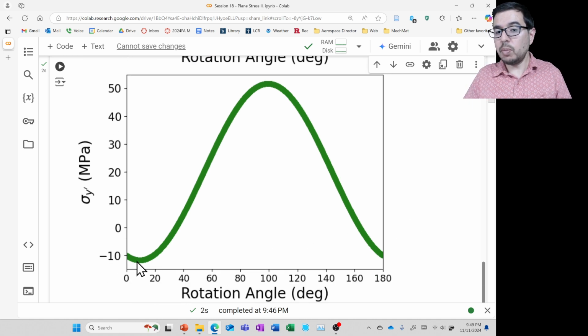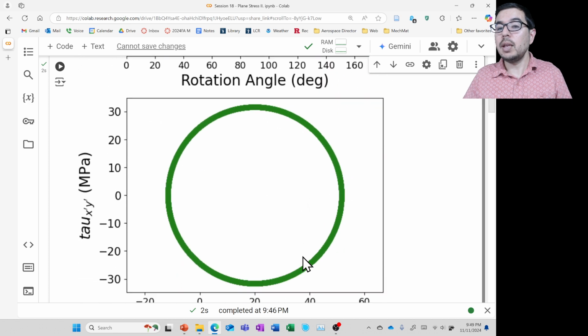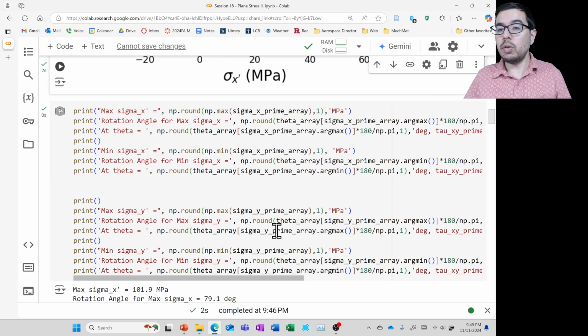It goes a little bit below -10 megapascals at 10 degrees, and it comes up a little bit above 50 megapascals at about 100 degrees. Okay? Now, we can use this code further down in this other cell to actually tell us the maximum for sigma x prime and minimum for sigma x prime, and maximum for sigma y prime and minimum for sigma y prime.